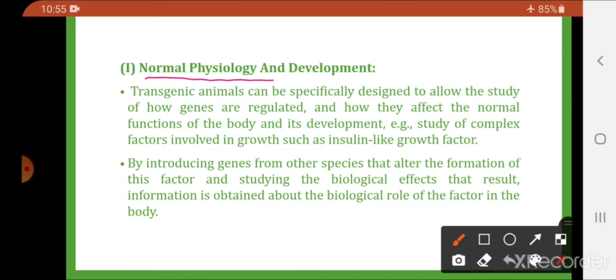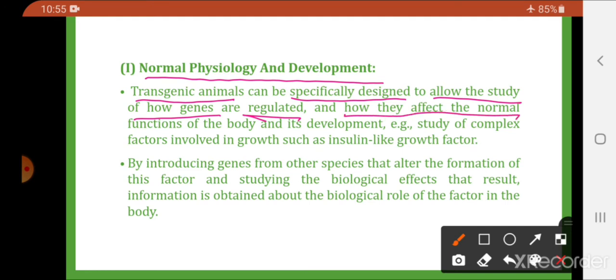So normal physiology and development. First reason is normal physiology and development. Transgenic animals can be specifically designed to allow the study of how genes are regulated and how they affect the normal functions of the body and its development. Okay, transgenic animal का क्या use हो सकता है? We can study how the genes are regulated, and second, how that genes affect the normal functioning of the body and its development.